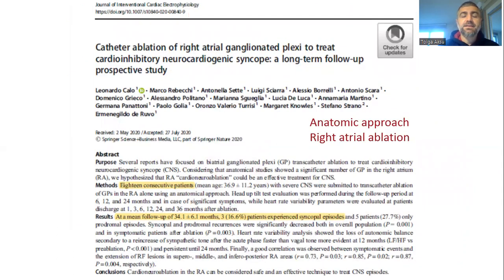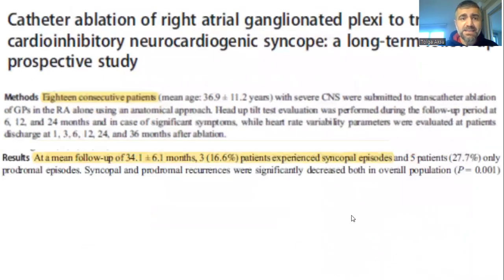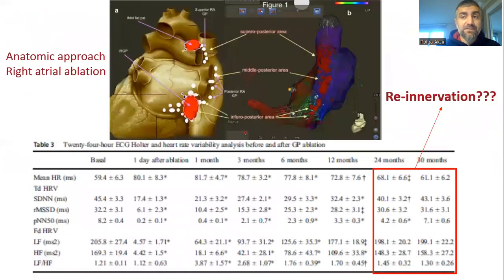And then Leonardo Caro from Italy performed right atrium only ablation, and they performed empirical anatomical ablation in the superior vena cava site, interatrial septum area, and around the coronary sinus ostium via the right atrium only. And if you look here, there were only 18 patients. It was a small study, but the recurrence rate seems a little bit higher than biatrial or left atrial ablation.